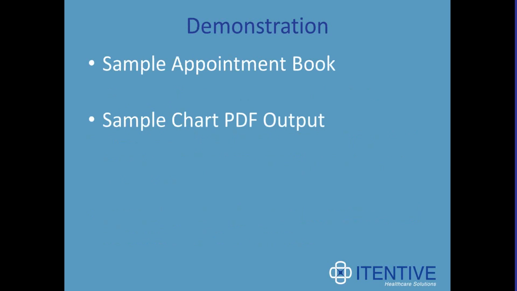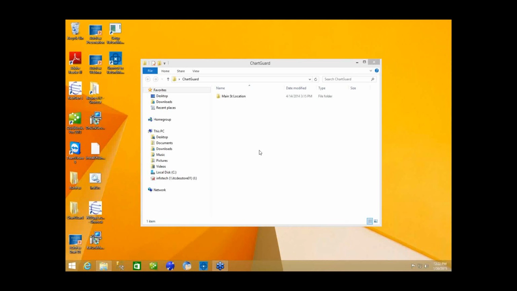Okay, so next I want to show you what one of these charts looks like and one of these appointment listings looks like. So we're going to flip over to a different machine temporarily, and then we'll flip back and I'll give you a sample of a chart from ChartGuard. All right, Joe, I think I just threw it over to you.